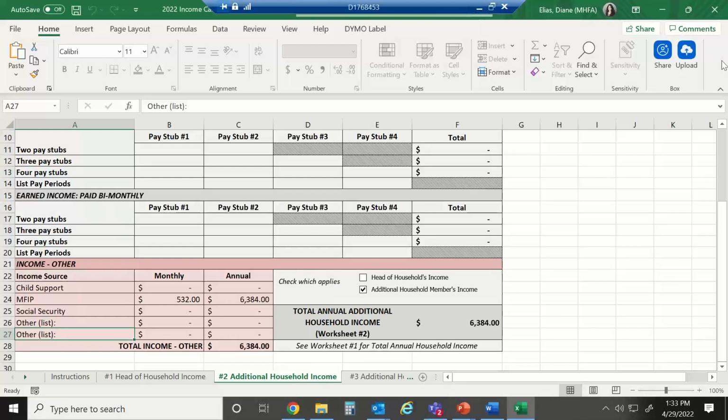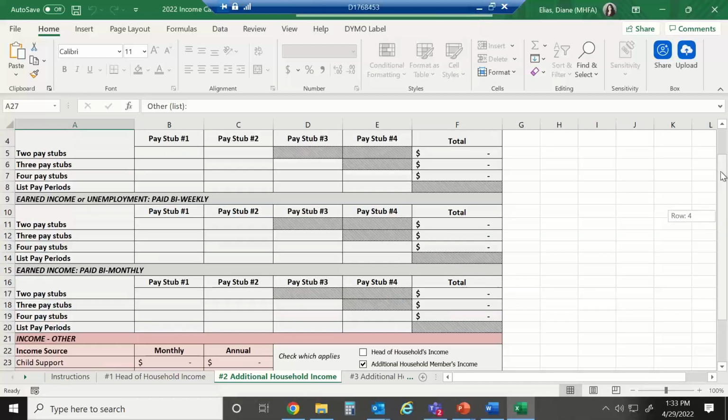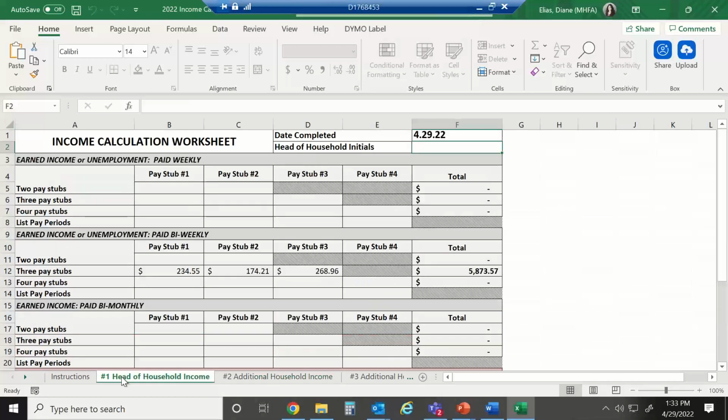Thank you. So Diane, can you go to the head of household income, the first tab after the instructions? There you go. Thank you. So there's instructions on this tab, and there's 3 additional tabs. The first one is for determining head of household income. In the scenario that I provided here, this household gets paid biweekly, and you received 3 pay stubs from them. And so you would just enter those 3 pay stubs in the biweekly 3 pay stub category, and that calculates that household's annual income.